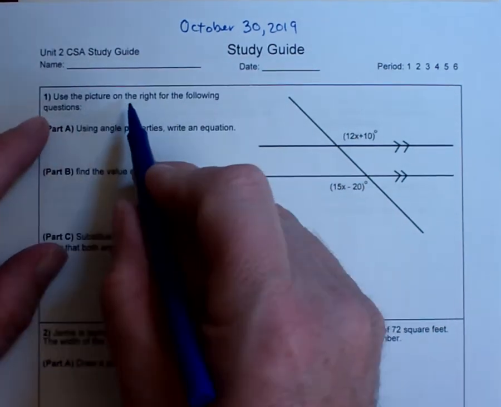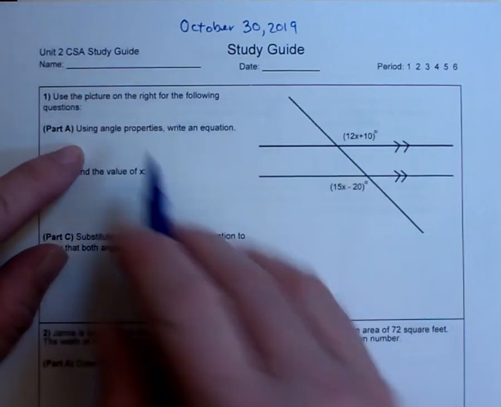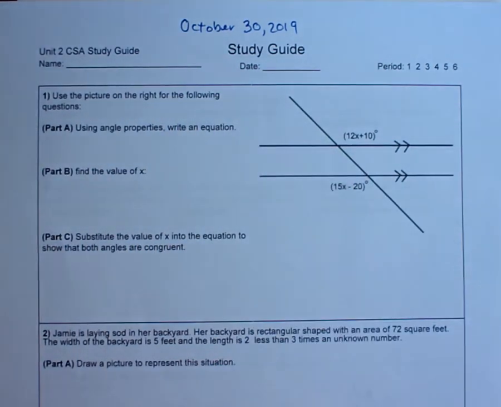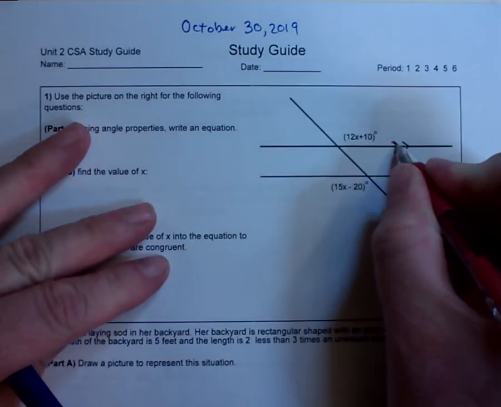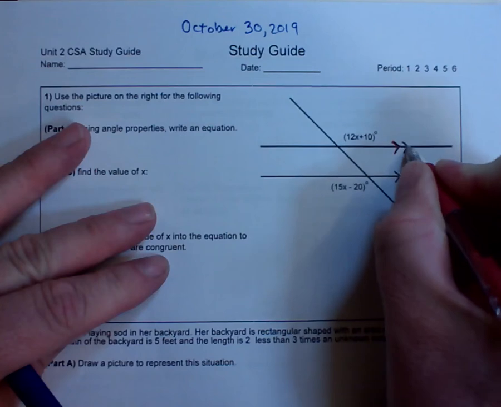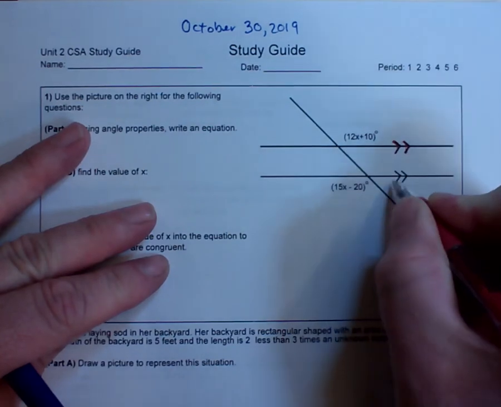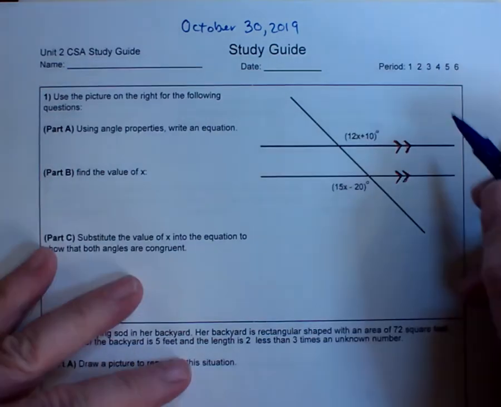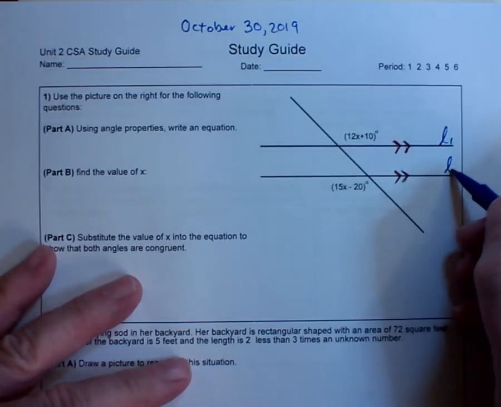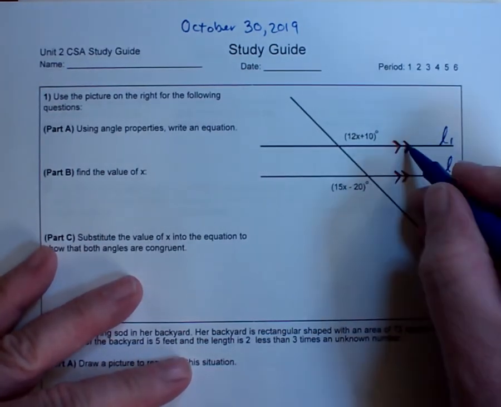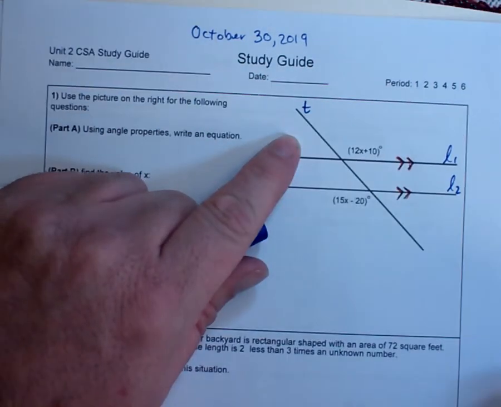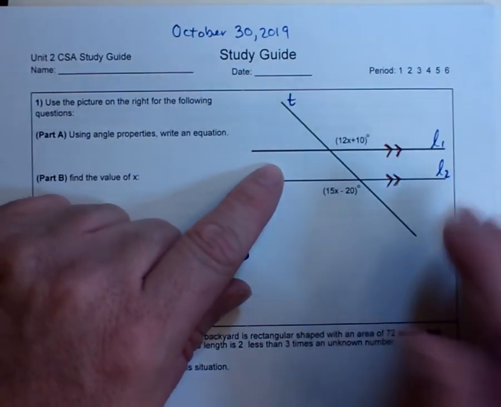Use the picture on the right for the following questions. Using angle properties, write an equation. Well, let's take a look at what we know about angle properties. What I know is if I have parallel lines, which I will call line 1 and line 2, and I know that line 1 is parallel, that's what this symbol means, then I know that this is a transversal line. I usually use a cursive T for it.